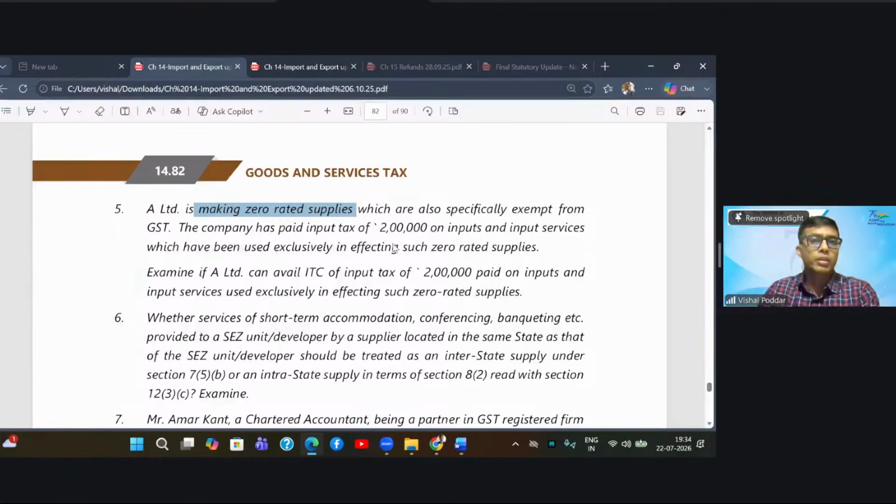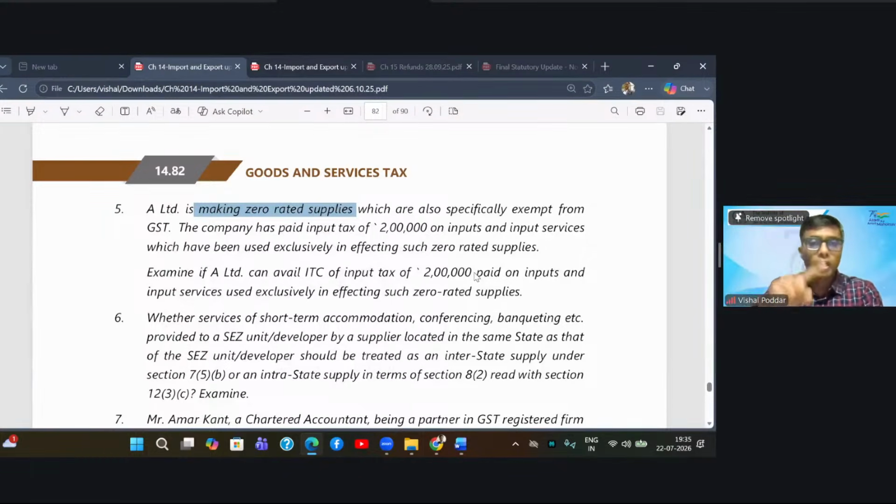So here in this case, the company has input tax credit of 2 lakhs, which it has paid on the procurements of input and input services, which it is going to use exclusively in this export supply. So the question is whether the company can avail the ITC of 2 lakhs paid on the input services, which it is going to use exclusively for the export, that is the zero rated supply. Now, if you recall our discussion on zero rated compared with exempt supply, you will recall that if it is an exempt supply, you don't get ITC. If it is a zero rated supply, you get ITC.